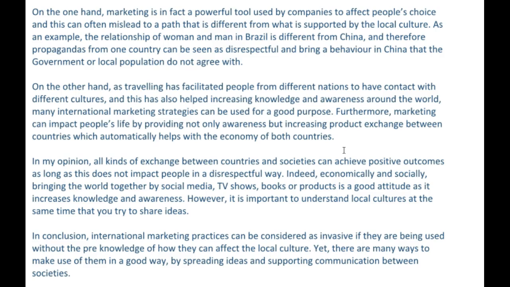All right, moving on. In my opinion, all kinds of exchange between countries and societies can achieve positive outcomes as long as this does not impact people in a disrespectful way. Indeed, economically and socially, bringing the world together by social media, TV shows, books, or products is a good attitude as it increases knowledge and awareness. However, it is important to understand local cultures at the same time that you try to share ideas. In conclusion, international marketing practices can be considered as invasive if they are being used without the pre-knowledge of how they can affect the local culture. Yet, there are many ways to make use of them in a good way by spreading ideas and supporting communication between societies.